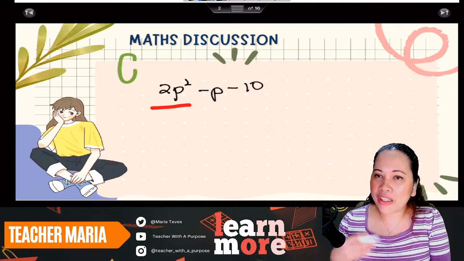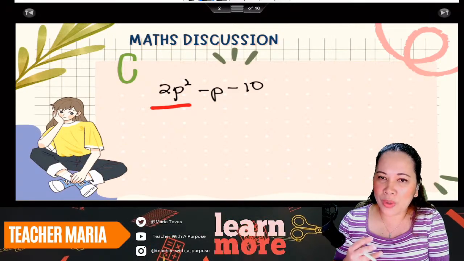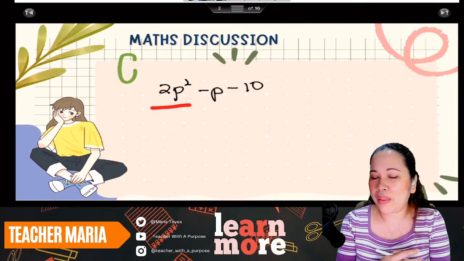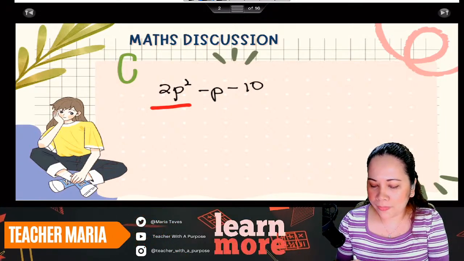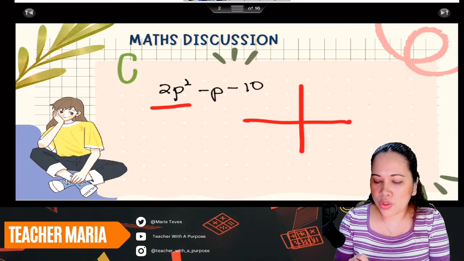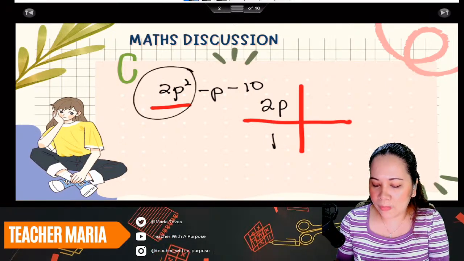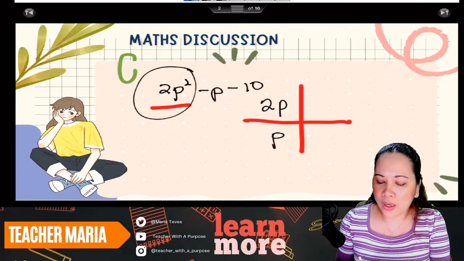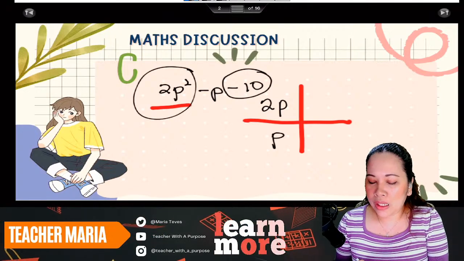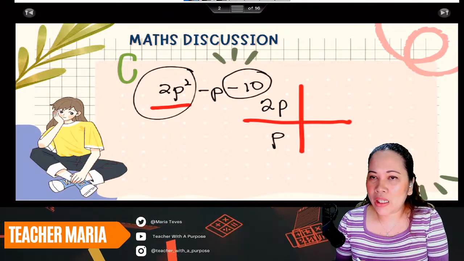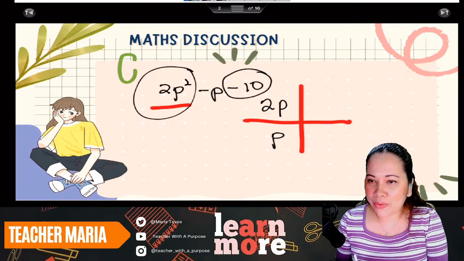So if you have a 2p squared, what you can do is use the box method. So what is the box method? It would look like this. All right. Then you find the factors of this, which are 2p and p. And then you find the factors of the last term, negative 10. So you can have 5 and 2. So I will place 5 here.